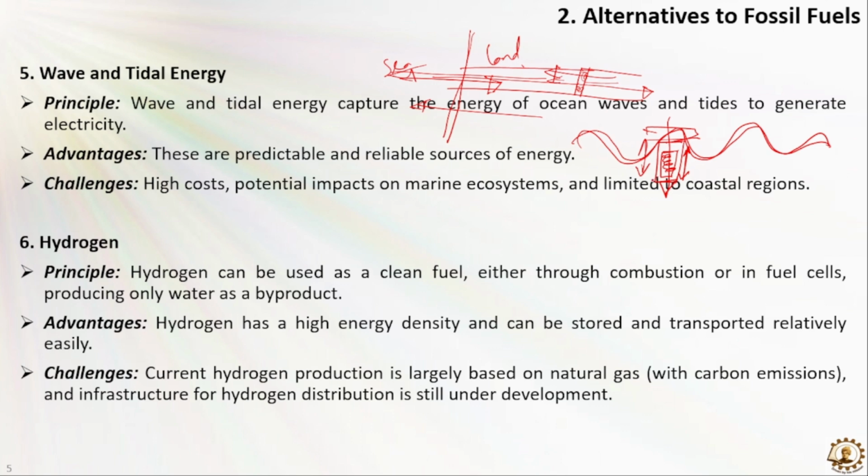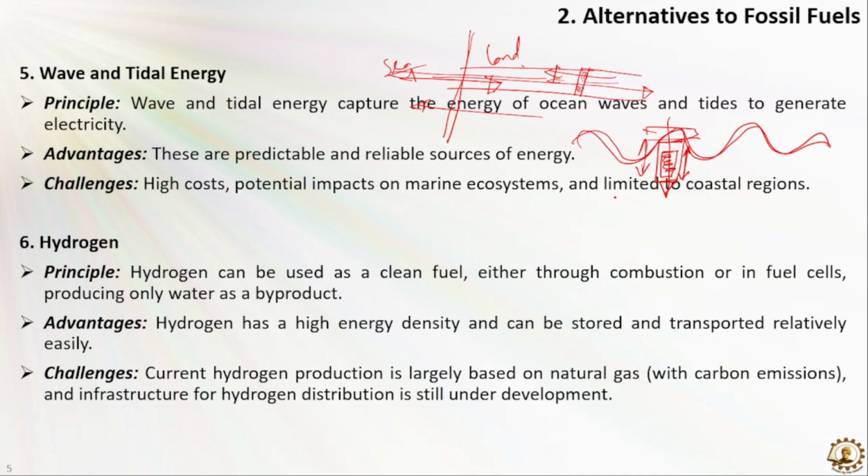The advantage is that this is a predictable and reliable energy source, because we know when the moon will come too close to the earth, when the high tide will happen, and when the low tide will happen. So we can control the timing. It is a predictable and reliable source of energy, because the tidal activity is for infinite time, and there will always be waves in the ocean. So this is a very reliable source of energy.